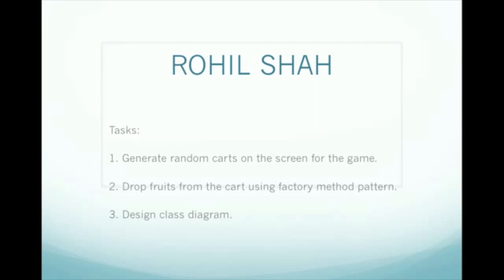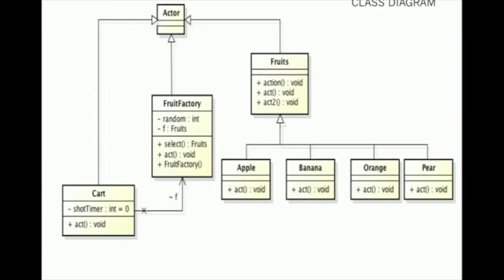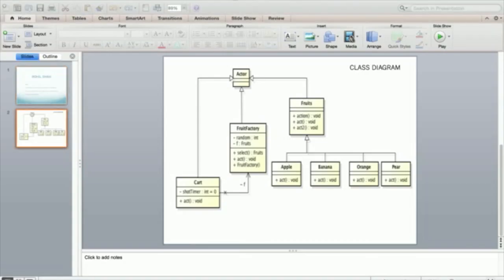As you can see in the class diagram, the cart calls the fruit factory class and tells it to drop a fruit. The fruit factory randomly selects one of the possible fruits and it returns it on the screen. All the common characteristics of these fruits are in the fruit class. So even in the future, if any other fruit needs to be added, only a class needs to be added and the job can be done. I will show you the demo now.